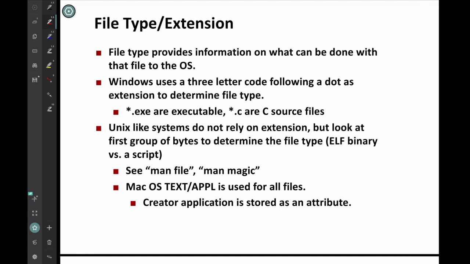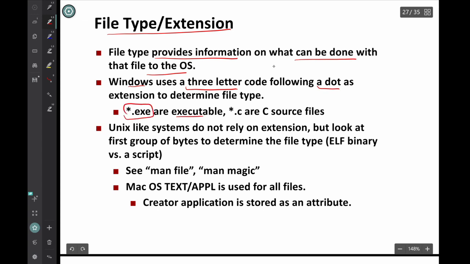Now, the file type or extension, as we know, provides information to the operating system about what can be done with that file. For example, Windows uses a 3-letter code following a dot. When you have .exe, it's an executable. If it's .c, it's a C source file. In Unix-like systems, it doesn't rely on the extension, but looks at the first group of bytes to determine the file type. For example, it's an ELF binary or a script.